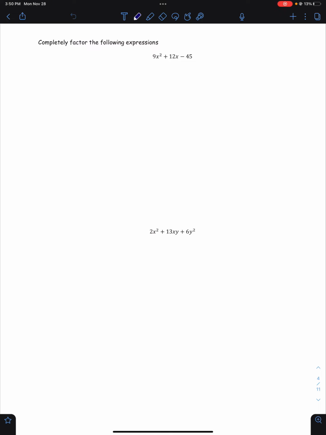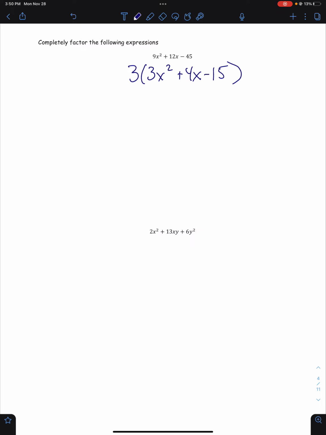The way this one's a little bit different is, well, the first step to factoring, always take out a GCF or look for a GCF. That's where this one actually has a GCF. So I can take out the GCF. The GCF here is 3, so it'll be 3, then what's left over is 3x squared plus 4x minus 15.